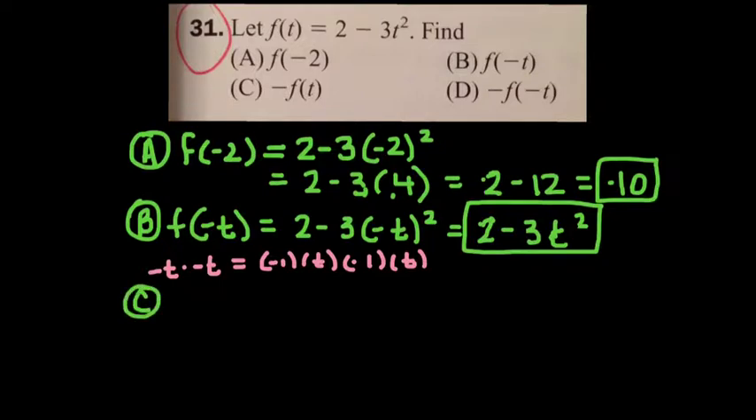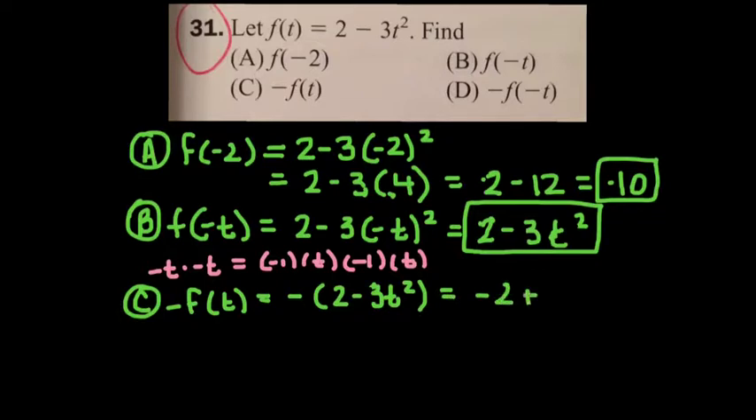Part C is a little bit different. With part C, we're asked to take the opposite of the entire function. So in other words, it's like taking that original function and multiplying it by a negative 1. So if I want to find the opposite of f of t, that means finding the opposite of that quantity, 2 minus 3t squared. So I just want to change the sign of every term. That ends up giving me negative 2 plus 3t squared. Every sign got changed.